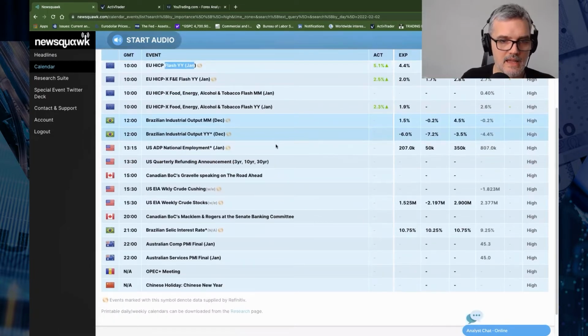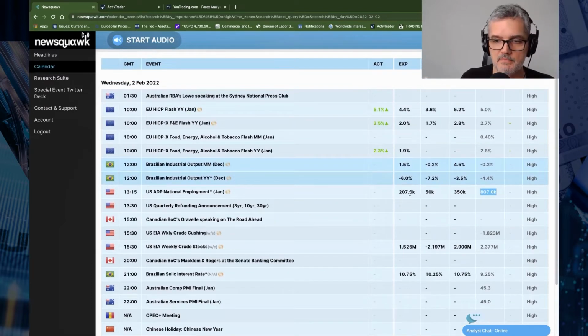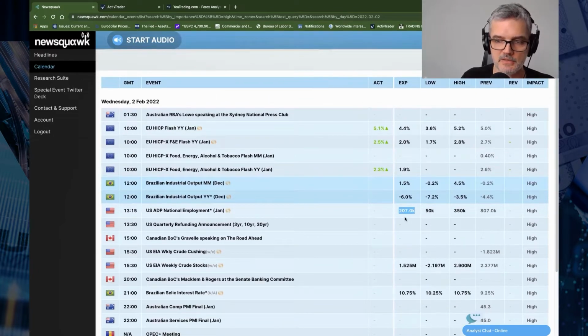Looking down here this afternoon, we're going to see ADP numbers, and previous number came in at 807,000, and this month they're expecting to see a reduction down to 207,000. So if we get a bad ADP number, so below expectations, some analysts are thinking 50K, some are expecting 350. So if we get down towards 50K, then I'm imagining the S&P 500 is going to really sell off.